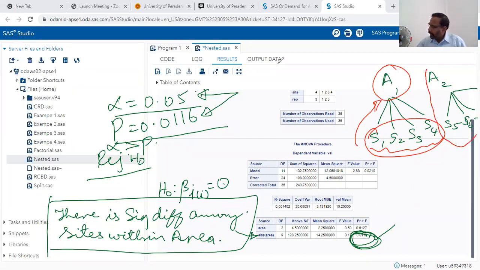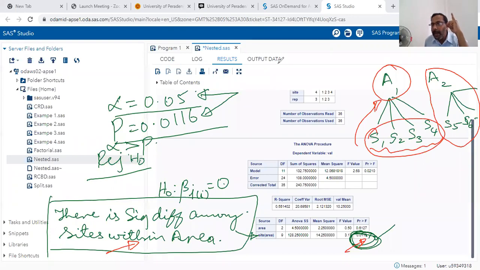Within A2, I can test whether there's a difference between S5, S6, S7, S8. That is how we do it, and that is how I explain here. So within the area, we are looking at whether there's a difference among the sites. The result says there's a significant difference among the sites within the area. Then we'll have to do the mean separation for each area separately.